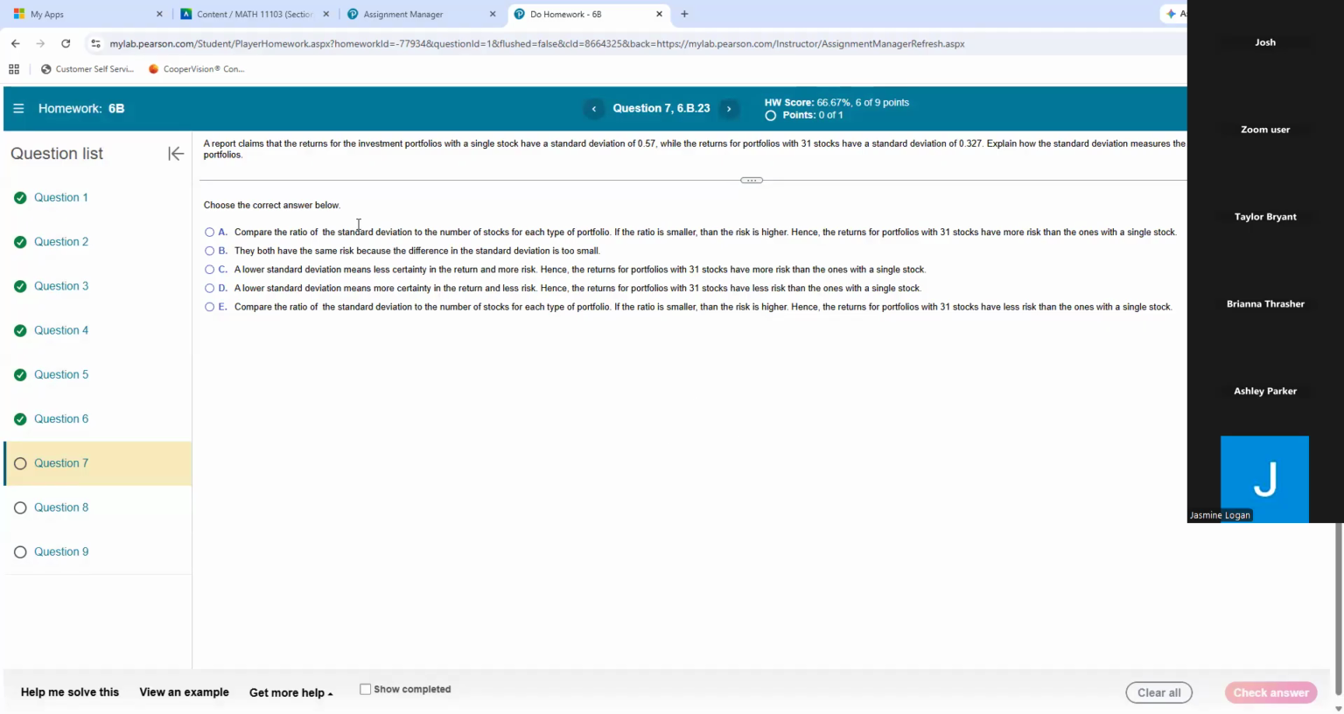All right, so a report claims that the returns for the investment portfolios with a single stock have a standard deviation of 0.57, while the returns for portfolios with 31 stocks have a standard deviation of 3.27. So explain how the standard deviation measures the risk in these two types of portfolios.